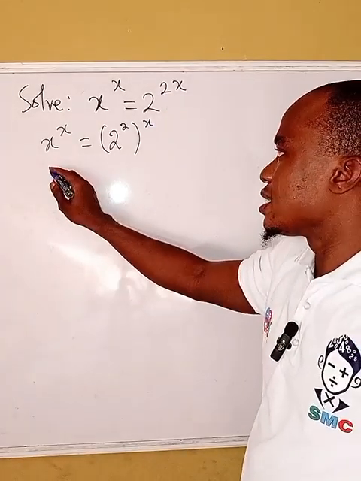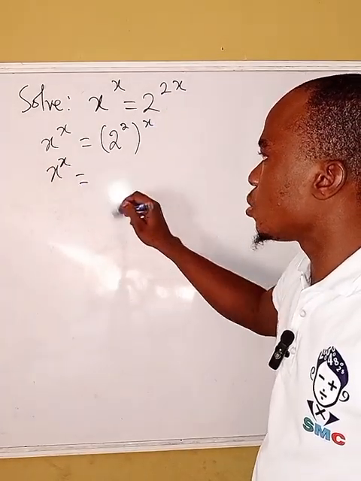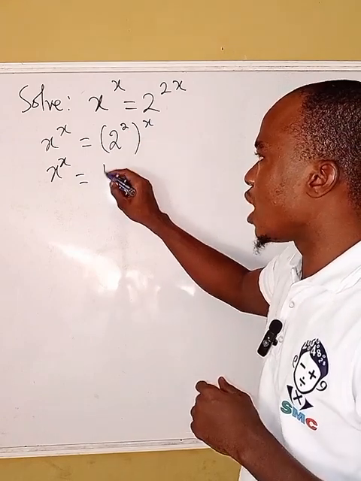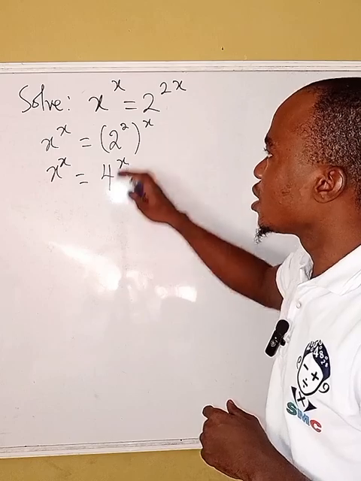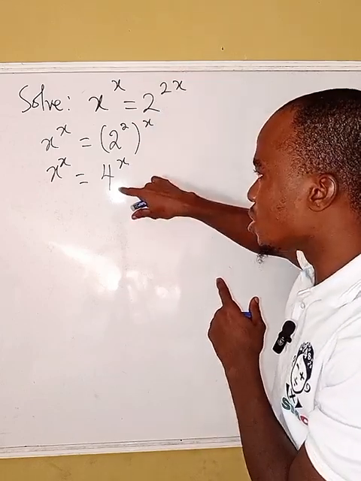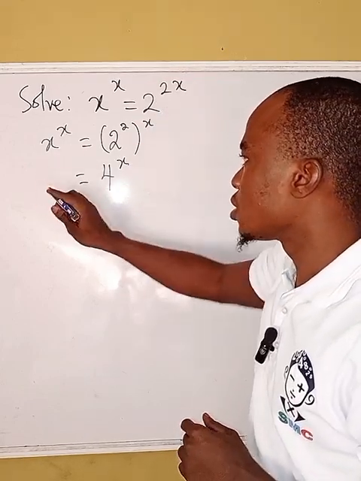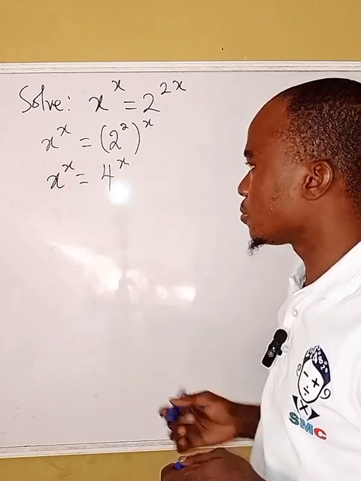So now from here, I can see we have x to the power of x equals 2 to the power of 2, which is 4, then to the power of x. We have reduced this to a simpler form of equation. So we have x to the power of x equals 4 to the power of x.